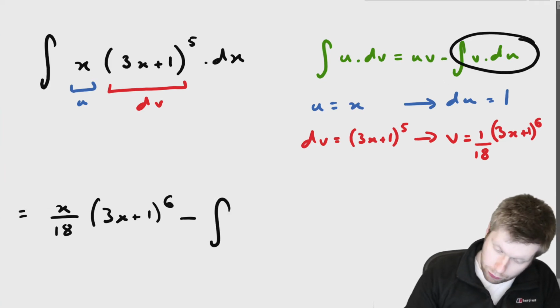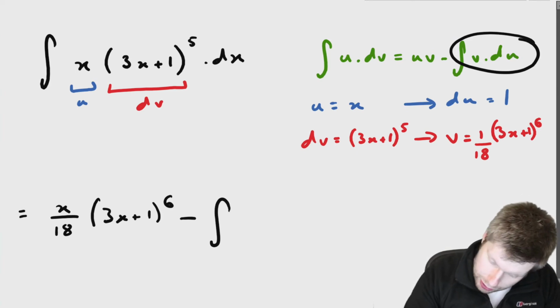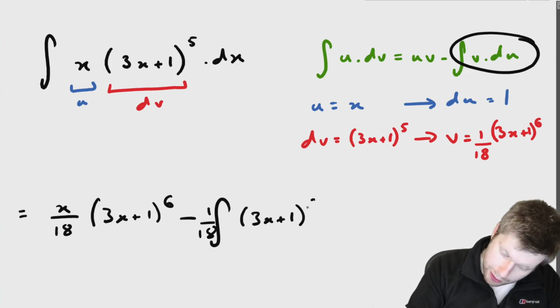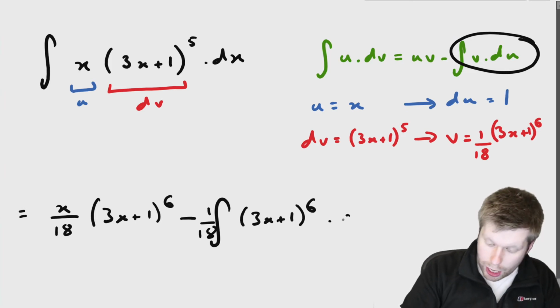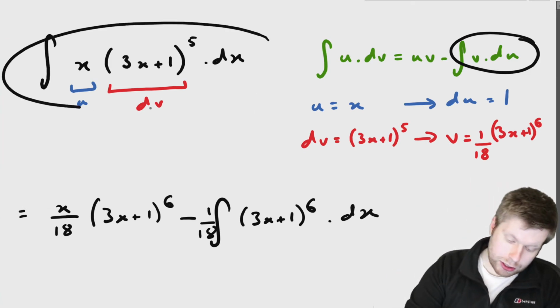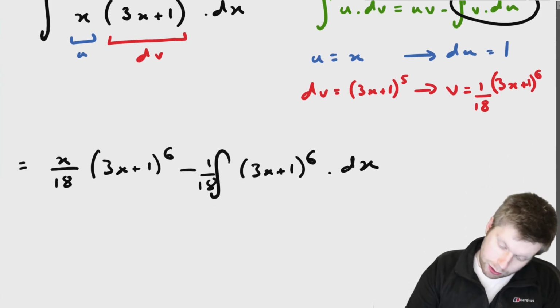So the integral of v du is going to be 1/18 of (3x plus 1) all raised to the power of 6 times 1, which is my du, and I'm going to integrate that with respect to x. Okay, so that there looks a lot easier than what I started with. Okay, so let's have a look.